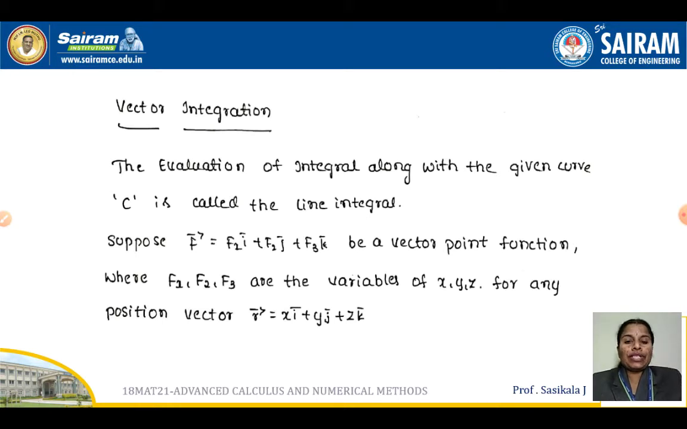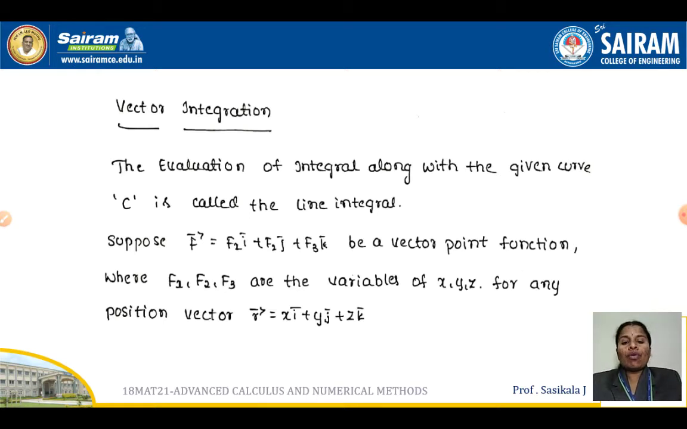The evaluation of an integral along a given curve C is called the line integral. Suppose F vector is equal to f1 i vector plus f2 j vector plus f3 k vector, a vector point function where f1, f2, f3 are functions of x, y, z, for any position vector r vector equal to x i vector plus y j vector plus z k vector. So the line integral is the integration along the curve C.